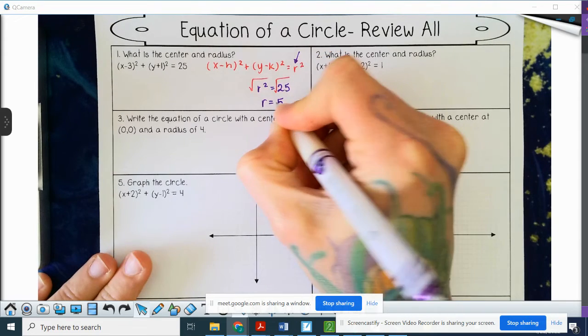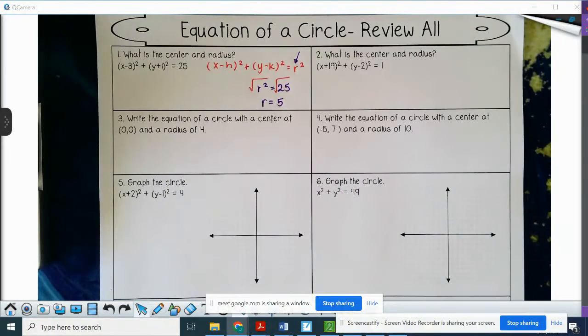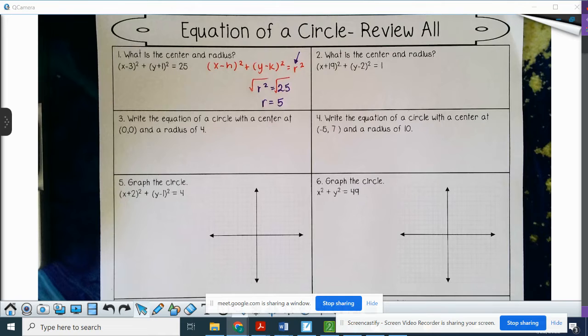Now, if you do remember back from a previous teacher and lots of other conversations, every time you square root something, there are two answers. But in this case, we're talking about the length of a radius. So it has to be the positive of those two. So our radius would be 5.